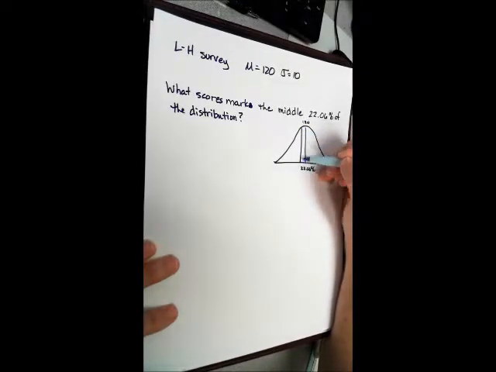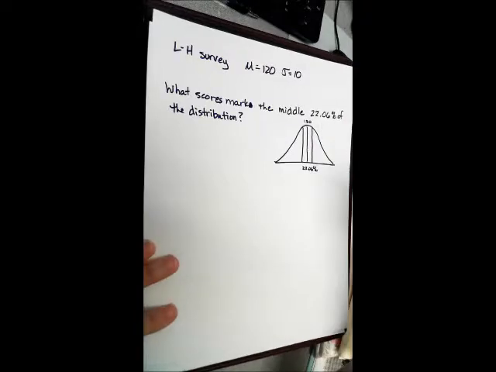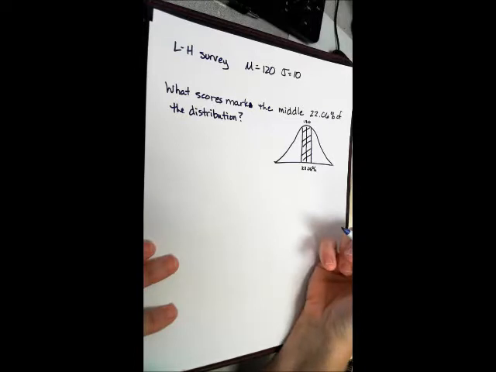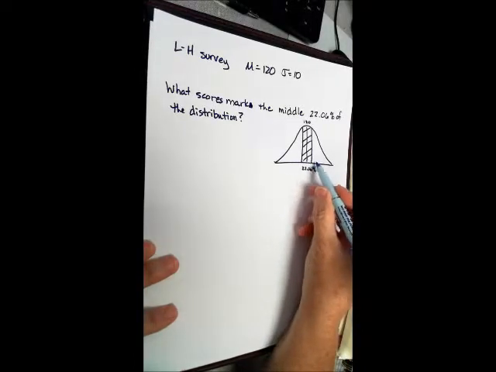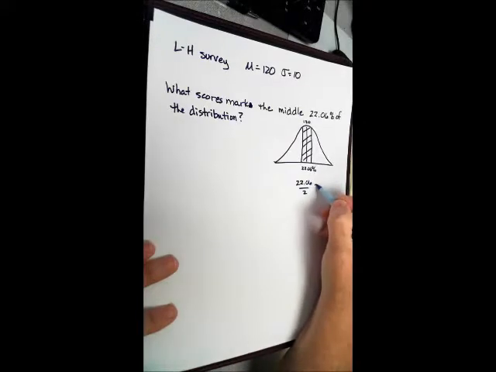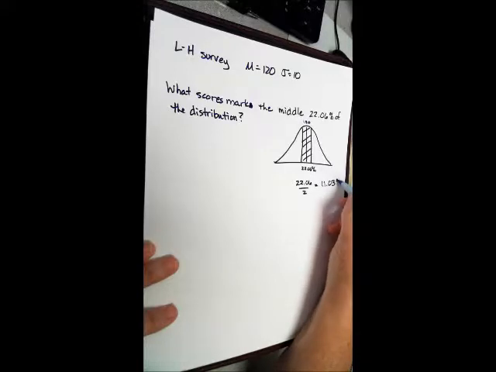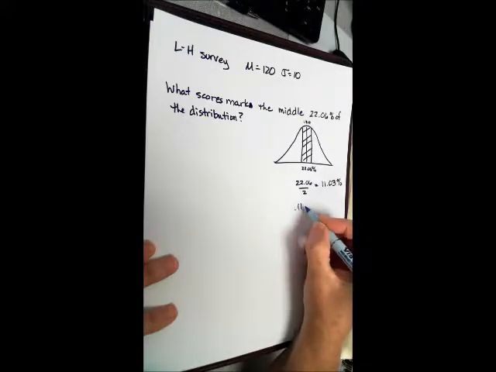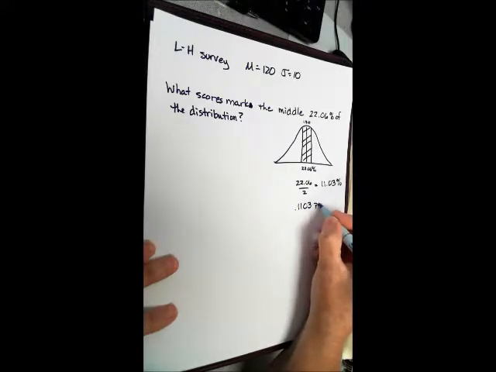Draw in some lines. We're looking for something that's here. Okay, if half of this is on one side, half is on the other, 22.06 divided by 2 equals 11.03. That is a percent. We can easily transform that to something that is in the z-table, which is a proportion. Just move your decimal. 0.1103 is the proportion.